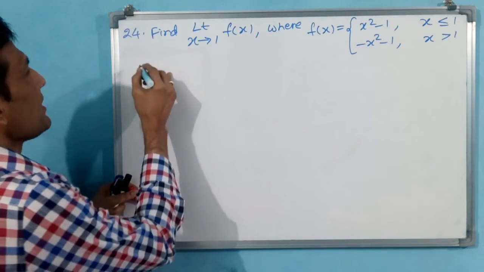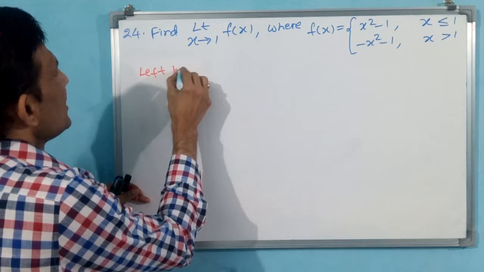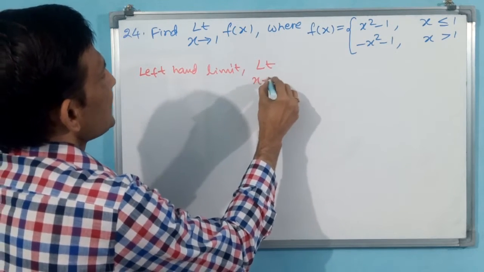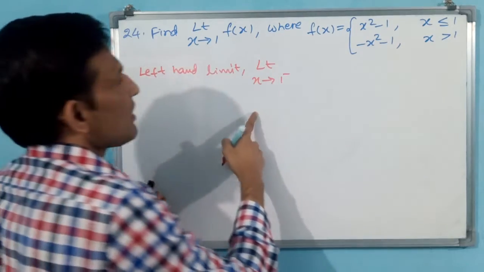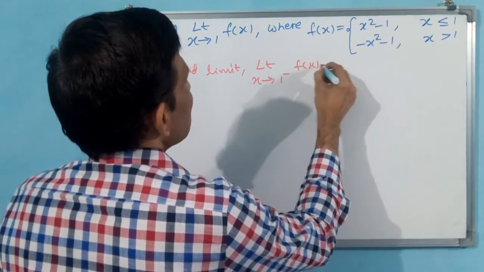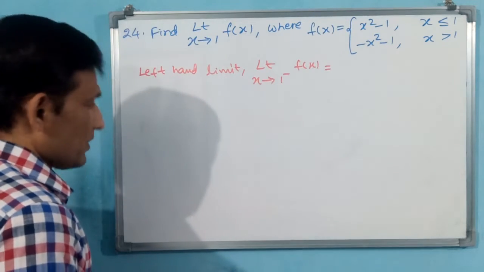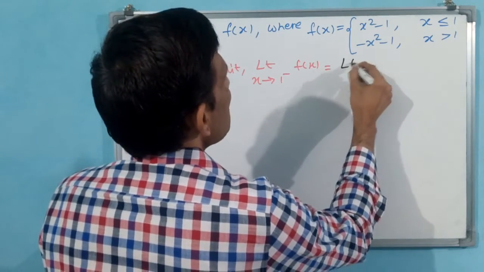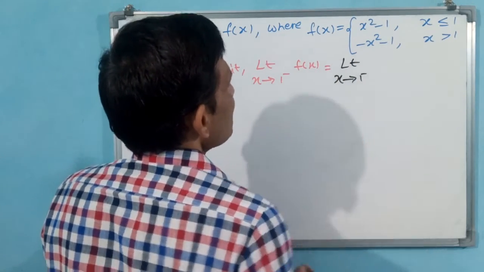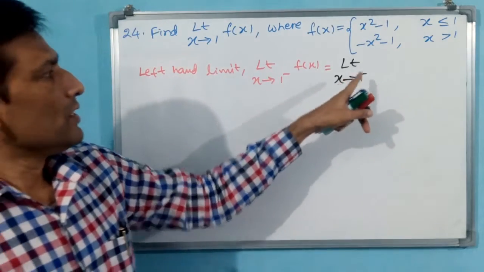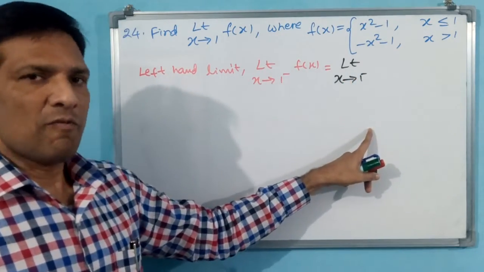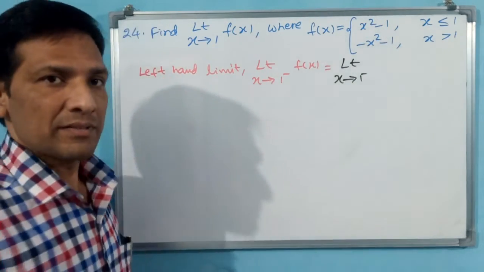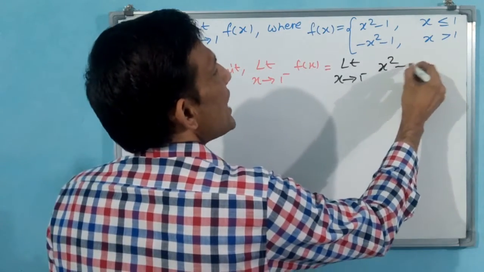First we have to take the left hand limit. Left hand limit, limit x tends to 1 minus of f of x. Why? Because 1 is asked, I am taking 1 minus. That is equal to, see, limit x tends to 1 minus. Now what would f of x be? See, 1 minus means less than 1, slightly less than 1. So I take this one: x square minus 1.